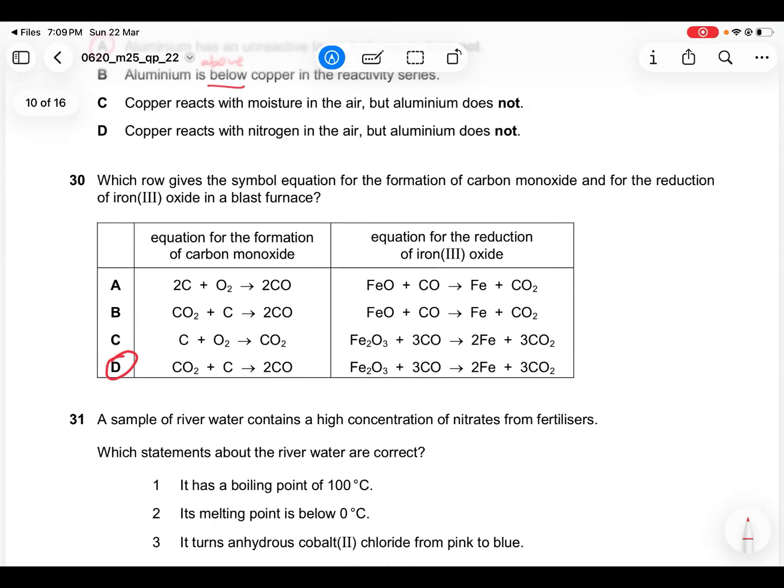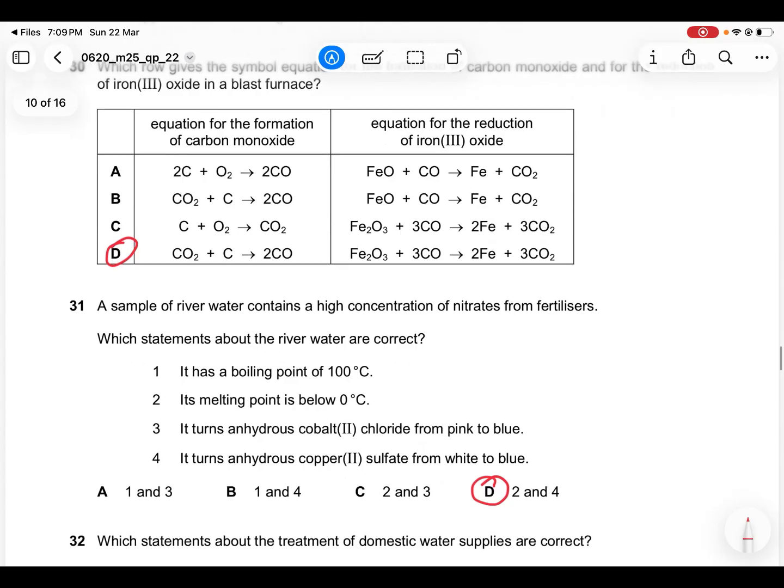Which row gives the symbol equation for the formation of carbon monoxide and for the reduction of iron(III) oxide in a blast furnace? For the formation of carbon monoxide, carbon dioxide needs to react with more carbon to give you carbon monoxide. And the iron(III) oxide needs to react with carbon monoxide to give you iron and carbon dioxide. So here option D is the correct answer.